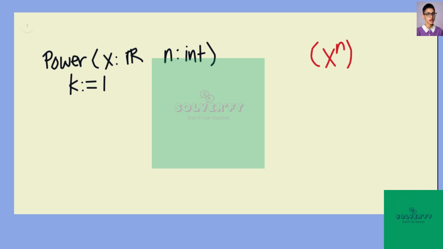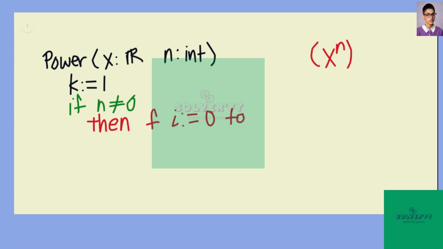So if n is not 0, which is probably going to be most of the time, then for i from 0 to, we're just going to ignore the case where n could be negative for now. So we'll say absolute value of n. Okay, so make it positive.